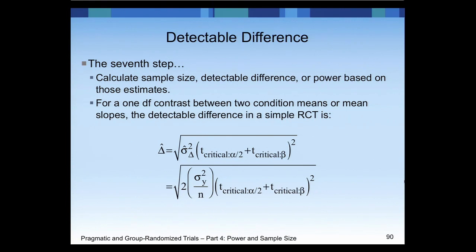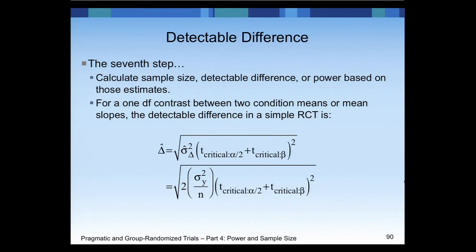And the second expression, which is equivalent to the first, is the version that you're probably used to seeing. We have the usual variance of the dependent variable, sigma squared y, divided by the number of observations that contribute to each mean, n. We multiply by the sum of the critical t-values reflecting the type 1 and 2 error rates. We square that sum. We multiply by 2 because we're comparing two means, and then we take the square root of all of that, and we have a detectable difference.